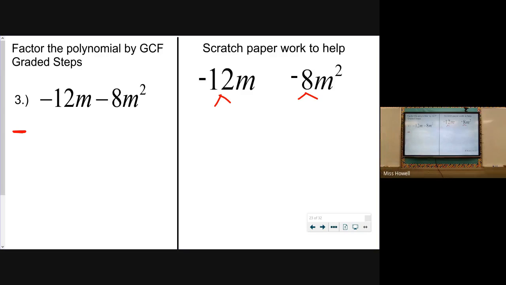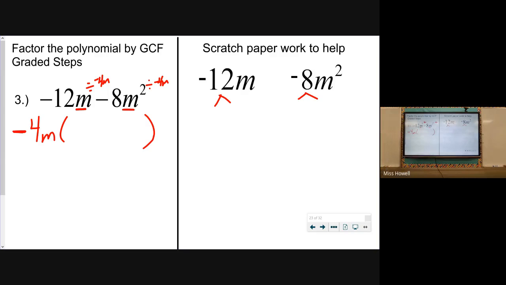And the highest number that goes into both 12 and 8 would be 4. And then this has 1m, this one has 2m, so they at least have 1m, right? So we can pull out a negative 4m. All right, let's think about our leftovers. We're going to divide both of these by a negative 4m.